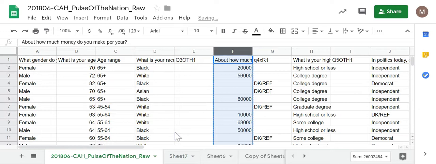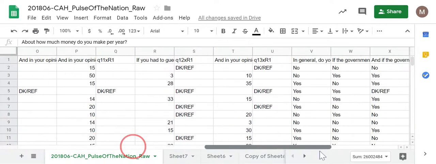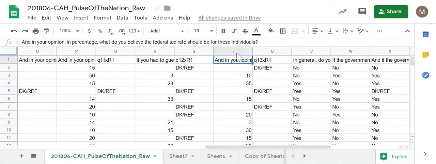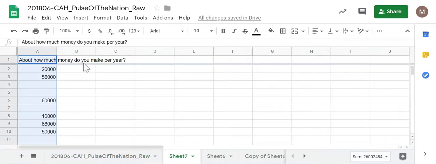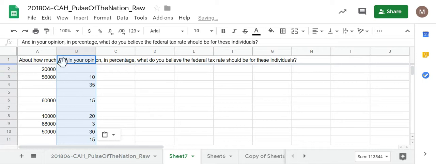And our output variable is going to be what they think the tax rate should be on people making over $500,000 a year. One would think that people making more money would want a lower tax rate on the top end of their income, but let's see if that's true.